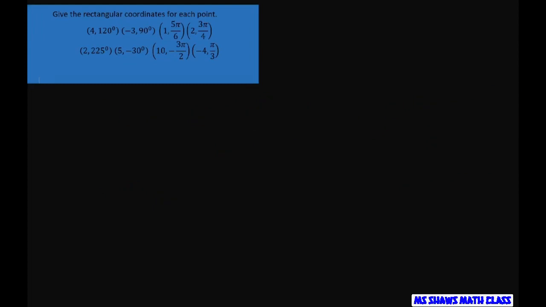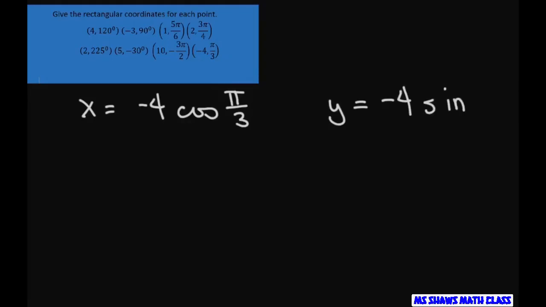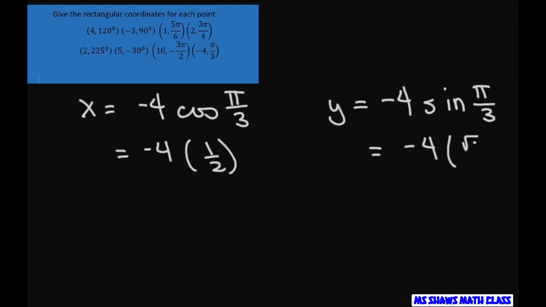And then for the last one, we're going to get x equals negative 4 cosine of pi divided by 3, and y equals negative 4 sine of pi divided by 3. So this is going to equal negative 4 times 1/2. This equals negative 4 times square root of 3 divided by 2. So this is x and y. So your ordered pair, 2 goes into 4 two times. That's going to be negative 2, and your y is negative 2 square root of 3.